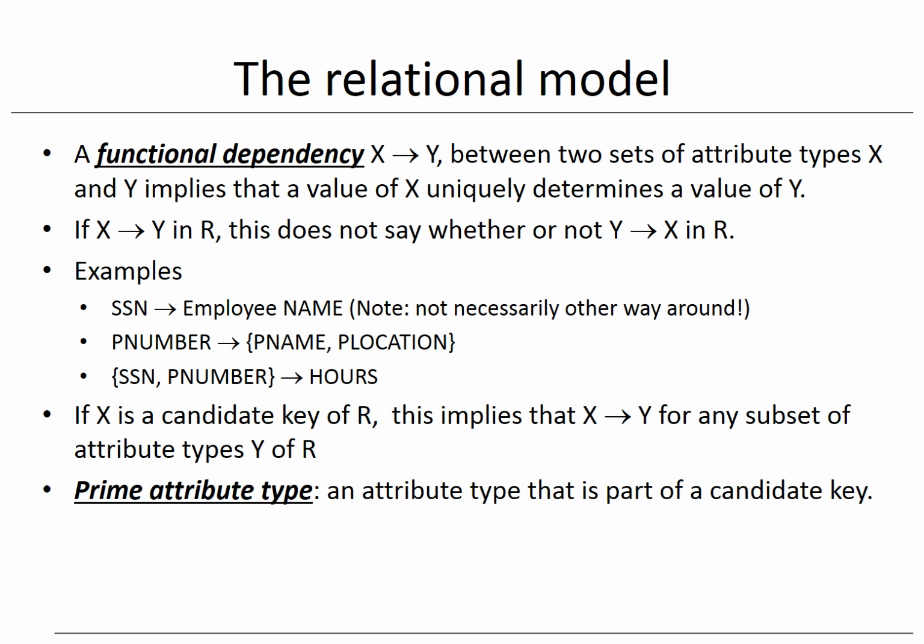As an example, the employee name is functionally dependent upon the social security number. In other words, a social security number uniquely determines an employee name. The other way around does not necessarily apply, since multiple employees can share the same name. Hence, one employee name may correspond to multiple social security numbers.